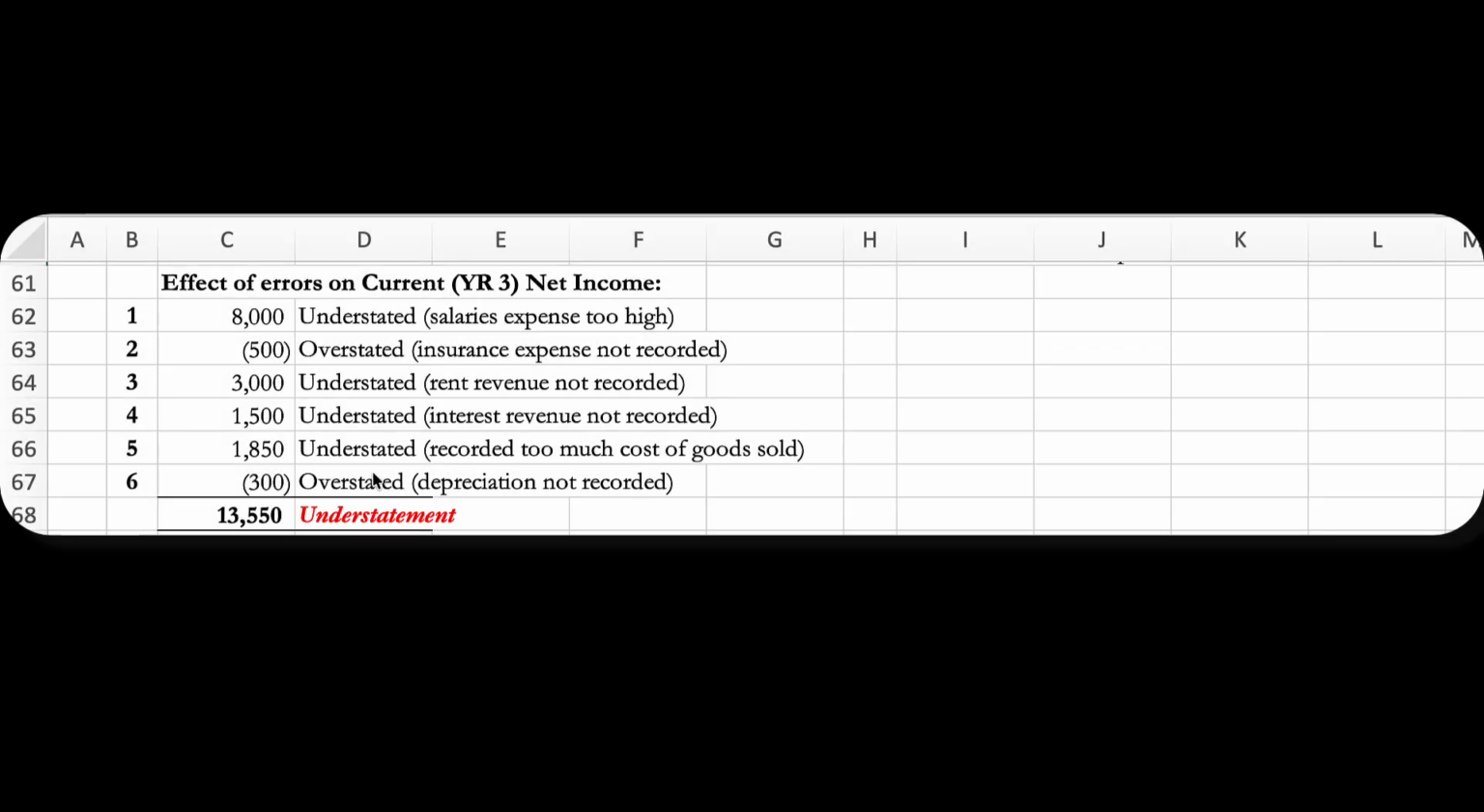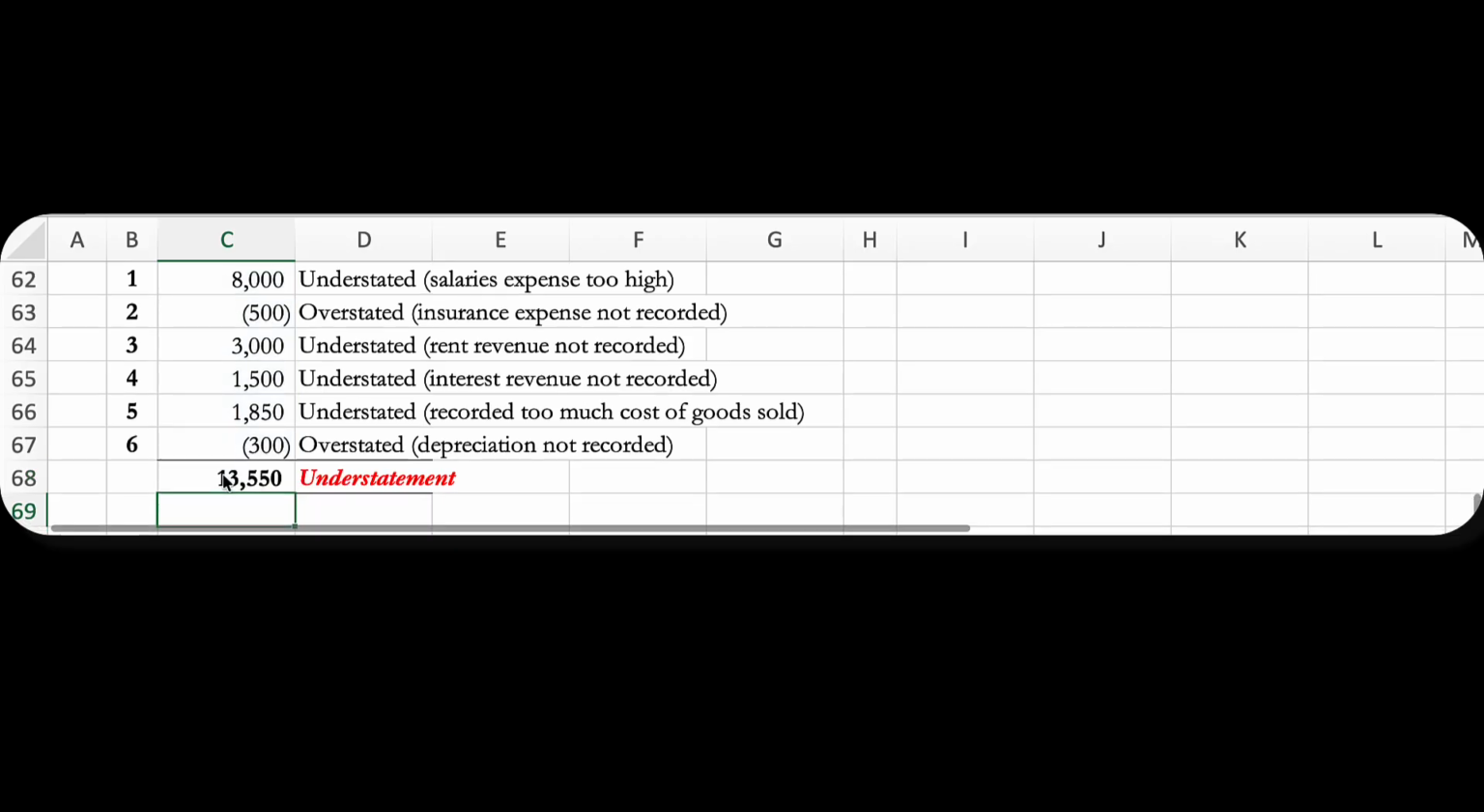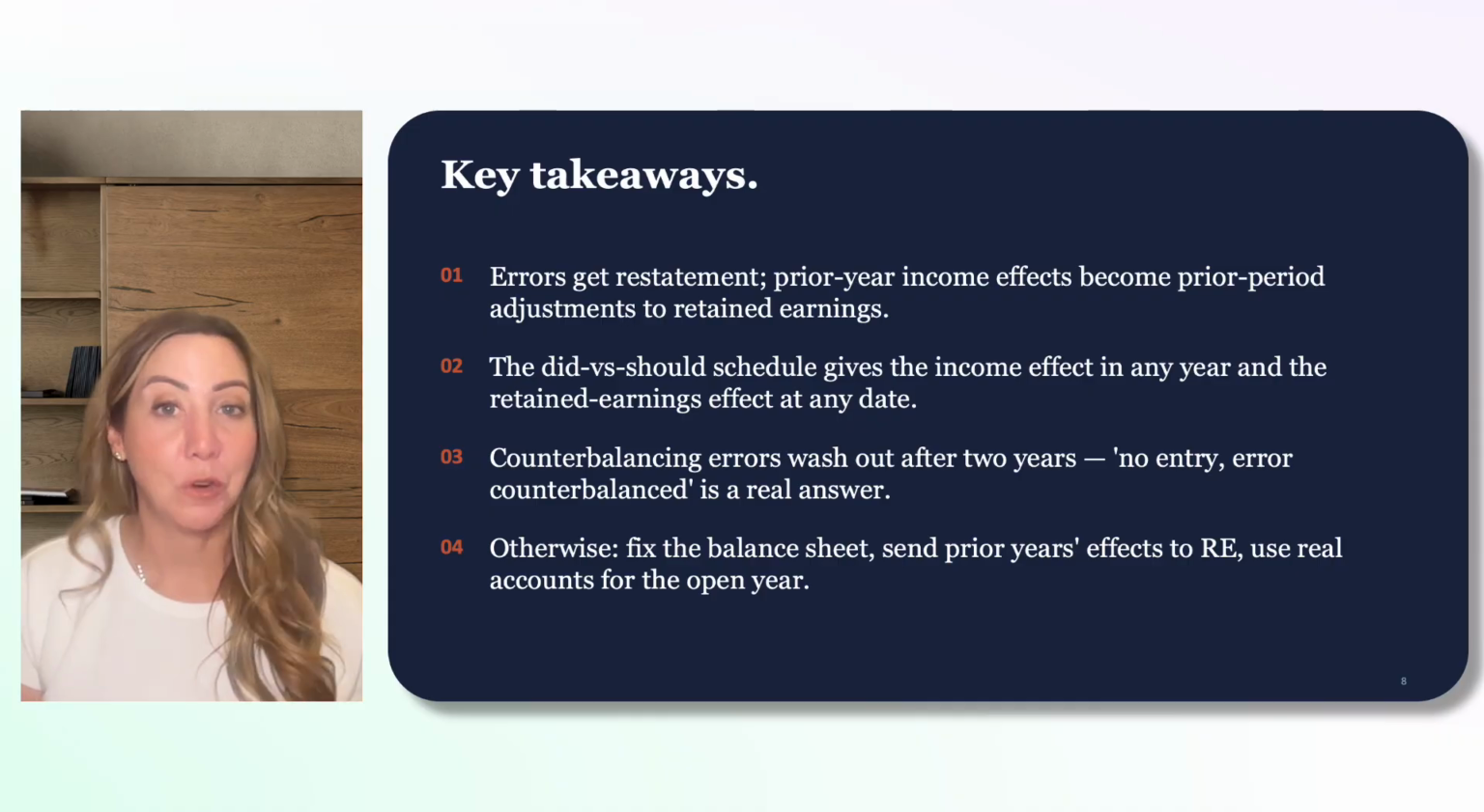Notice here that if the problem had asked me what was the effect of all of these errors on current net income, I would take the amount from the difference column in each year 3 column. In the first error, I needed to add back $8,000 because I'd recognized too much expense. In the second error, I had overstated net income. I didn't record insurance expense that I should have, so I would subtract, and so on to get a total understatement of $13,550.